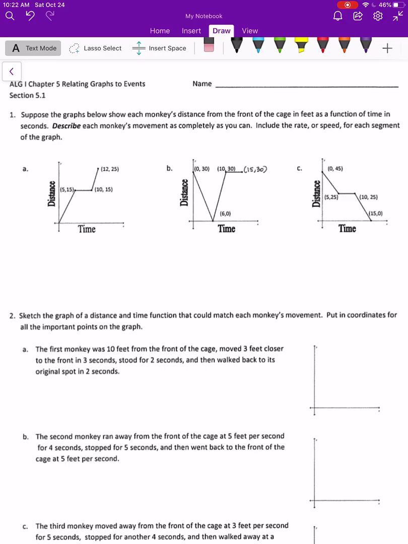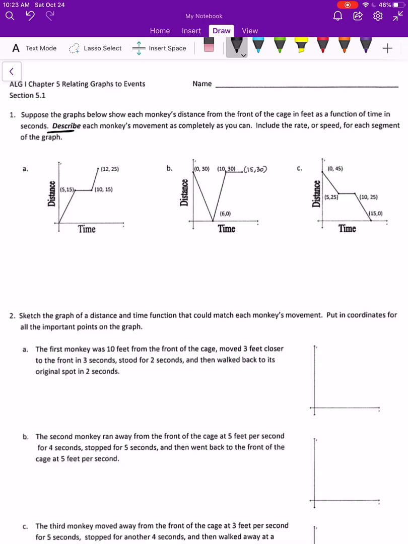And I call this my monkey worksheet because the whole front side is all about monkeys, but it is really just a more specific lesson, section 5.1 worksheet that we do. So it says, number 1, suppose the graphs below show each monkey's distance from the front of the cage in feet as a function of time in seconds. Describe, so that's what we're going to do. We're going to describe each monkey's movement as completely as you can. Include the rate or speed for each segment of the graph. So now you can see how we're getting a little more specific.